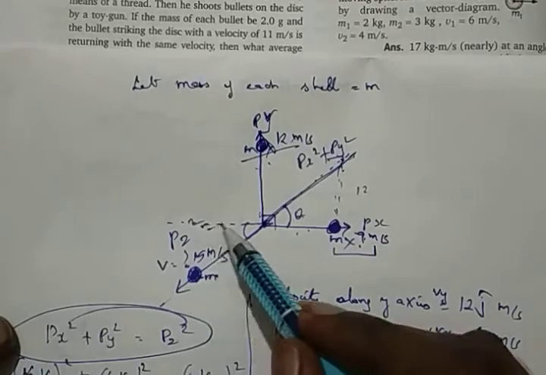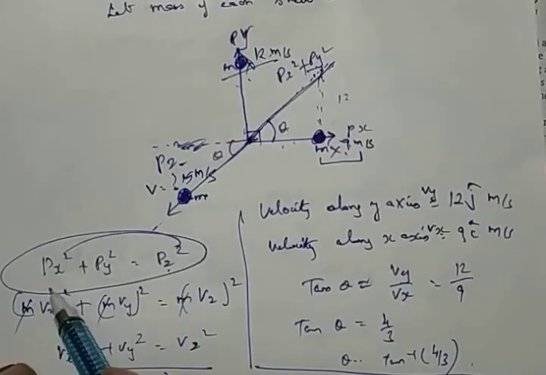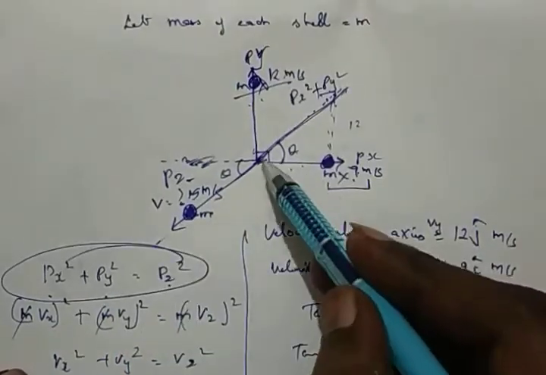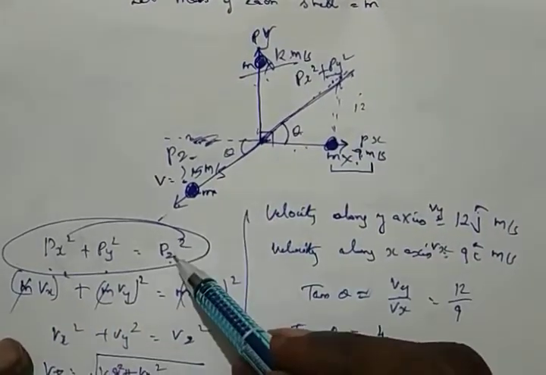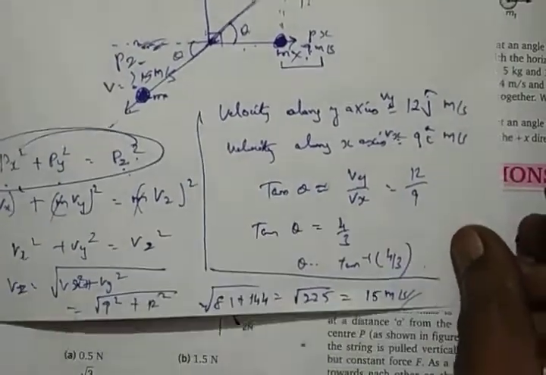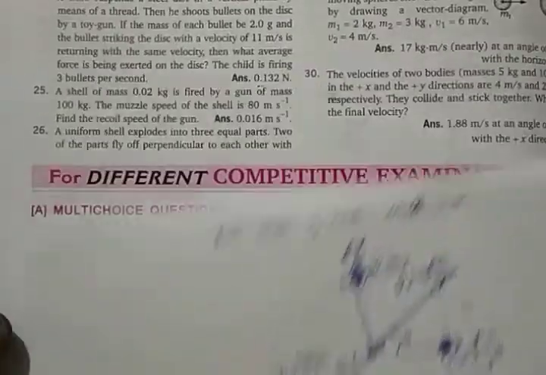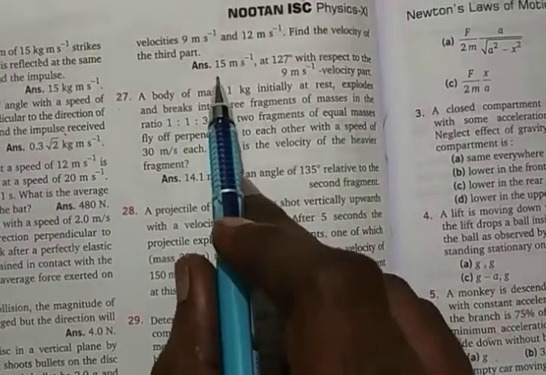So this one is going to be equal to this whole thing. That's what I have written here: pz square is equal to px square plus py square. Because it is equal and opposite, it will be going here. Because of that reason, this formula is given and then you will be able to find out the answer. So it is 15 meter per second. And here also you can check the answers. Answer is 15 meter per second. Right? 15 meter per second.